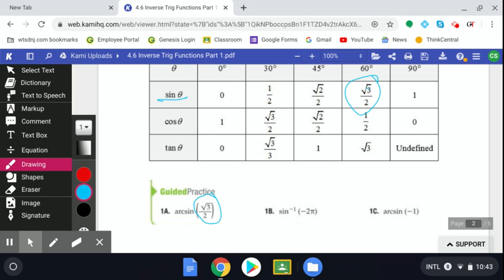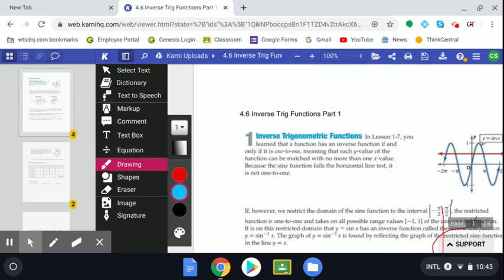So then the question is, does that satisfy my domain and range restrictions? And the answer is yes, because for sine, the restriction has to be between negative pi over 2 and pi over 2. I can go back and show you that.